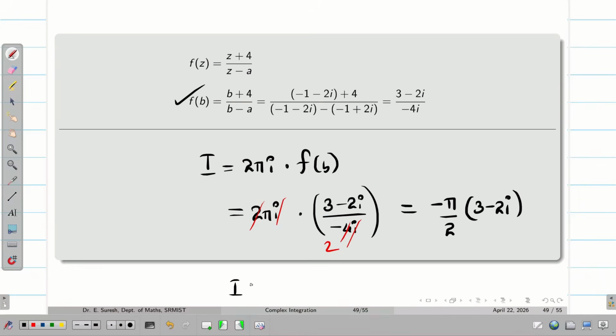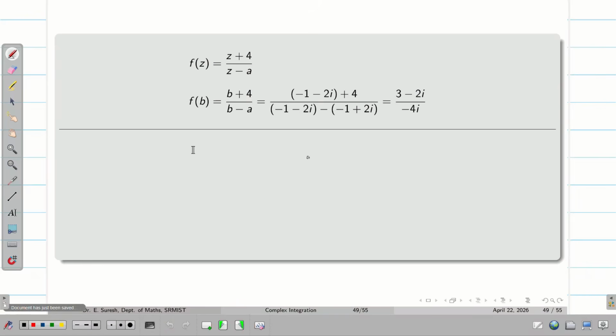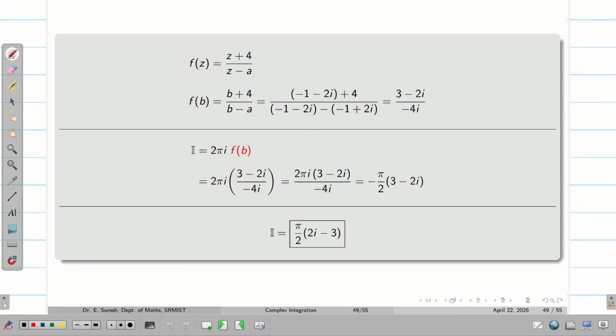Even we can simplify further. Multiplying this minus inside, we get pi by 2 into 2i minus 3 is my final answer. You can see the typed version.